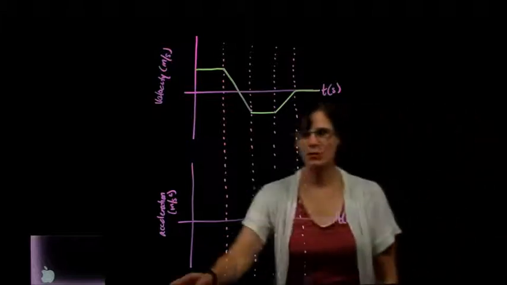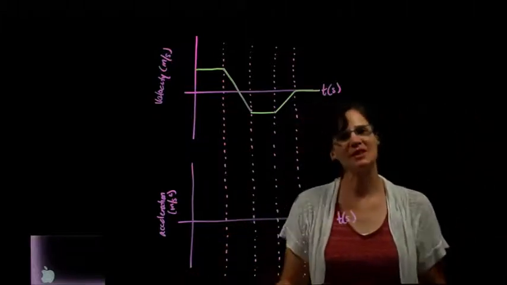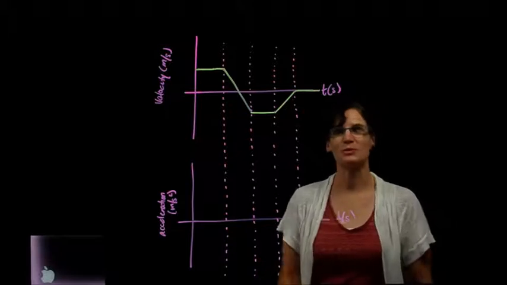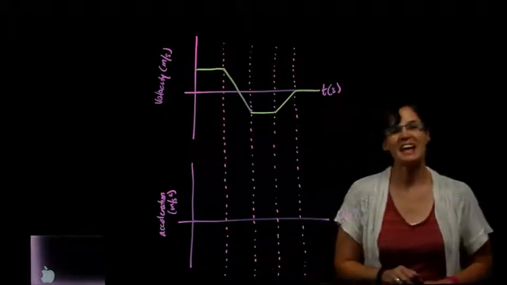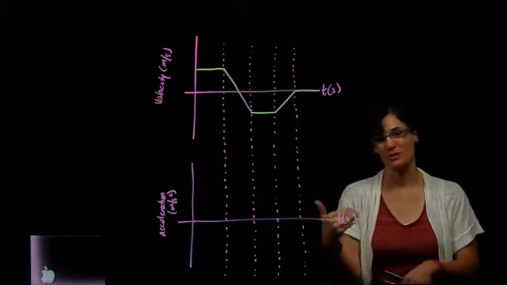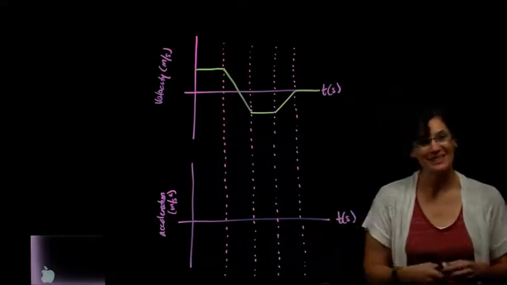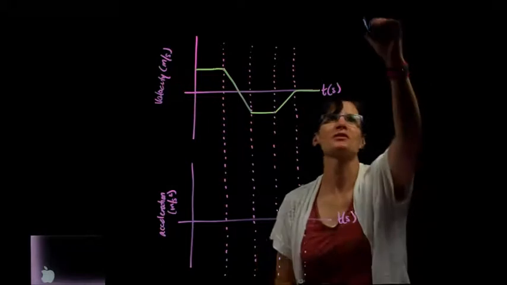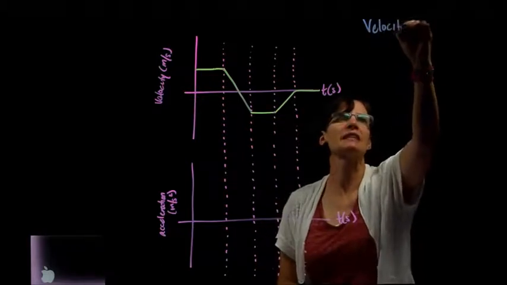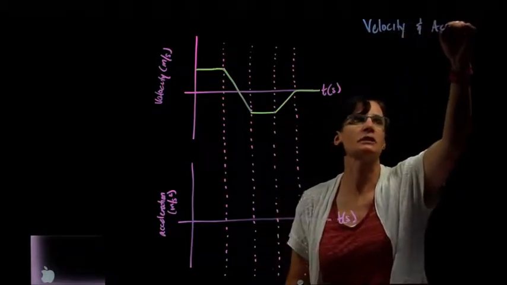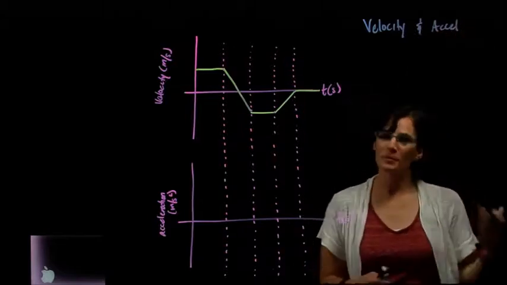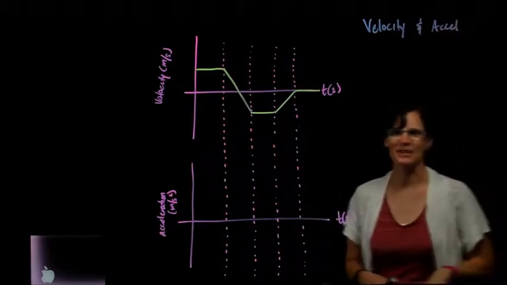Okay, so we have looked at how position goes to velocity and the relationship between position and velocity, and how we take a position graph and go into a velocity graph. Well, we can also look at how velocity is related to acceleration. So this mini lecture is going to look at the velocity and acceleration relationships. We're going to talk about it both mathematically and graphically like we did before.